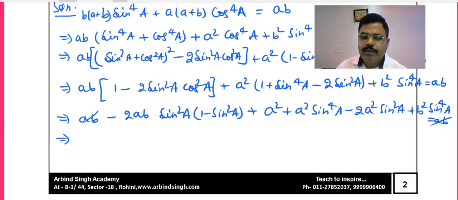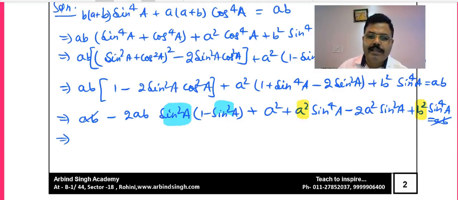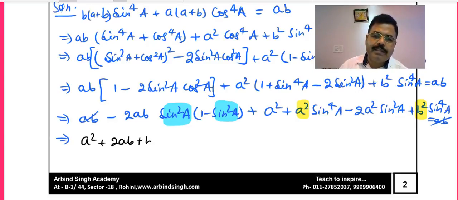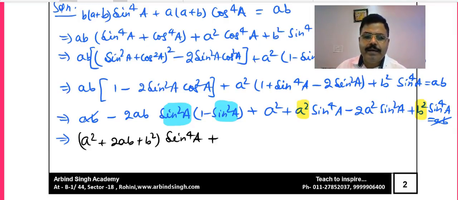Now the same thing will come here. That will come a square from here. Try to understand. A square from here, b square from here, and 2ab minus sine square a, minus minus plus. So here this sine square a multiplied by this sine square a will be sine 4a, and the coefficient will be minus minus plus 2ab. So the coefficient of sine 4a will come from here, a square plus 2ab plus b square sine 4a, right? Plus here minus 2ab sine square a, and here also minus 2a square sine square a. So that will come up here, it will be minus 2ab sine square a.